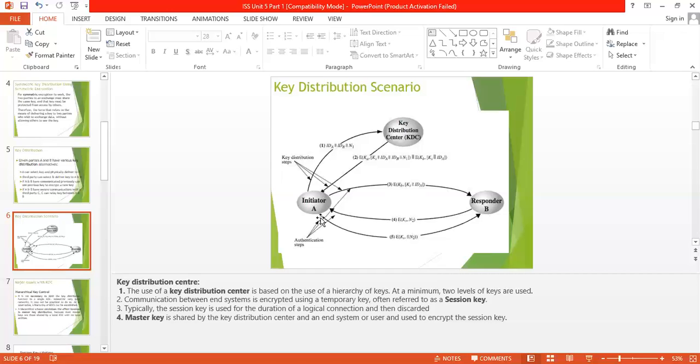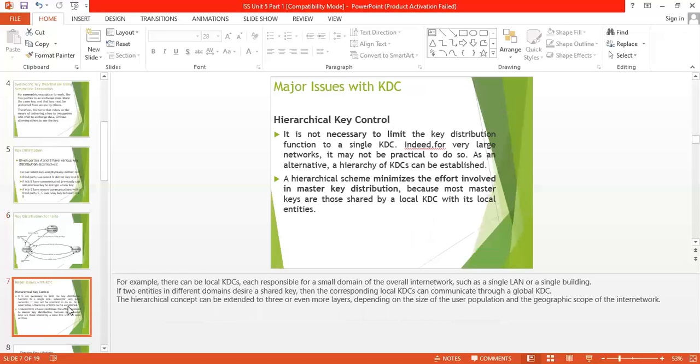After the final step, K of S is the session key, and N2 is the random number. So these are the basic 5 steps: 1, 2, and 3 are the key distribution steps, and 3, 4, and 5 are the authentication steps. So there are some issues with the KDC.